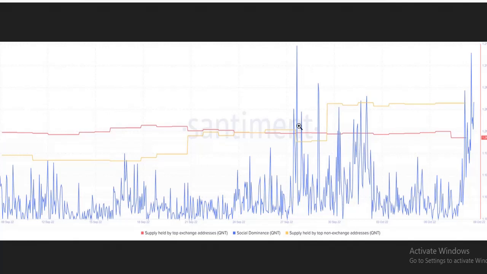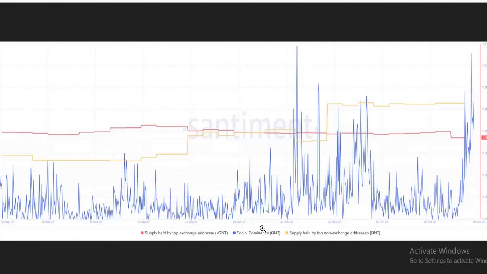As you can see, it has been moving up. So for a while we have been seeing that the non-exchange addresses holding Quant have been on the rise in the past few weeks. Now that is very, very bullish.